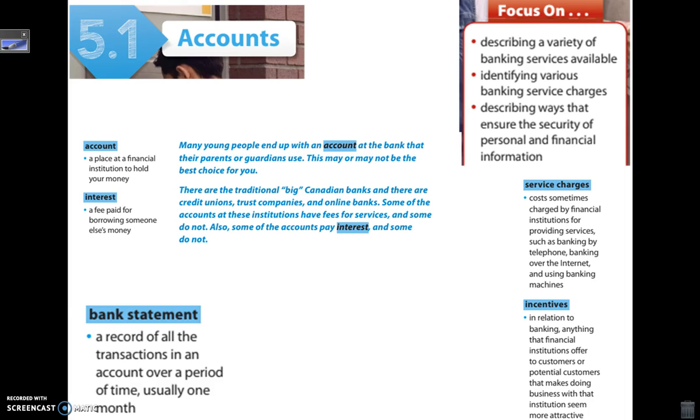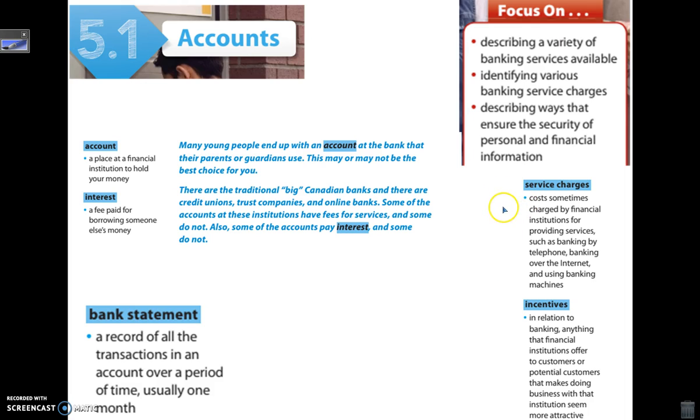So what's an account? Many people have a bank account, or maybe their parents have a bank account. An account is a place at a financial institution to hold your money. By giving your money to a financial institution, you can get interest. Interest can work 2 ways: you can make interest, or you might have to pay interest. Interest is a fee paid for borrowing someone else's money, like credit card interest. Now, along with bank accounts, there are service charges.